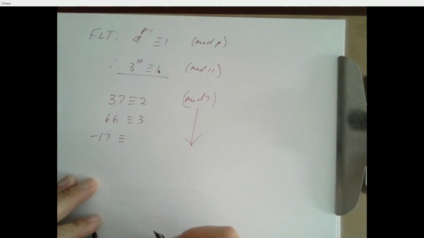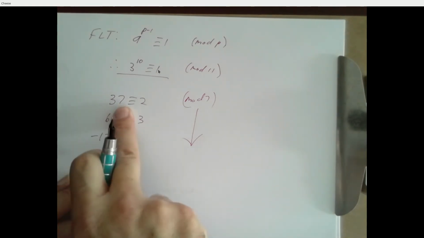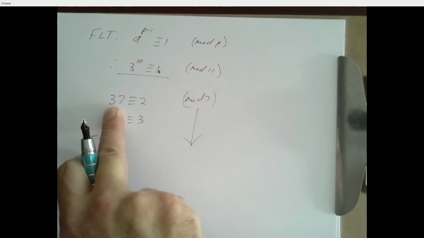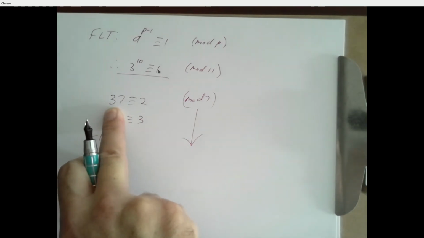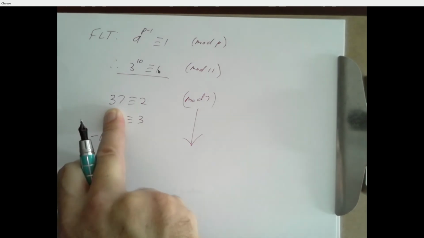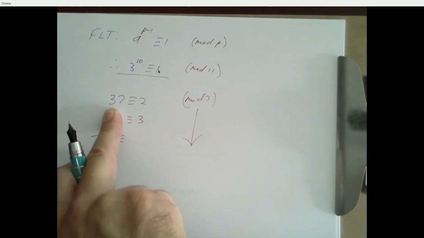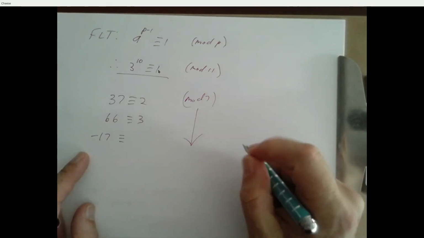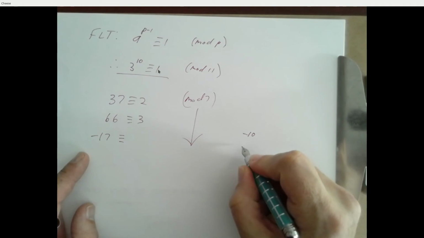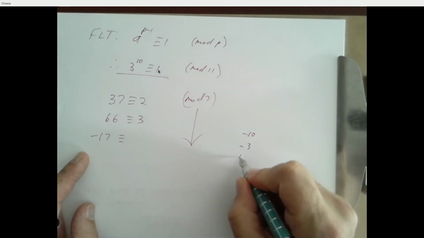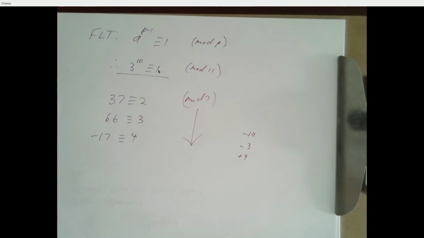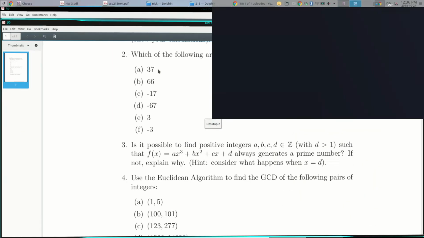So one way to do these is to start subtracting 7 until you get down to something small. 37 takes you down to 30, takes you down to 23, takes you down to 16, takes you down to 9, takes you down to 2. So for the negatives, you can go in the other direction, just keep adding. Negative 17, add 7, you get negative 10, add 7, you get negative 3, add 7, you get positive 4. And that's the magic number between 0 and 6. So you can do that with all of these, right?